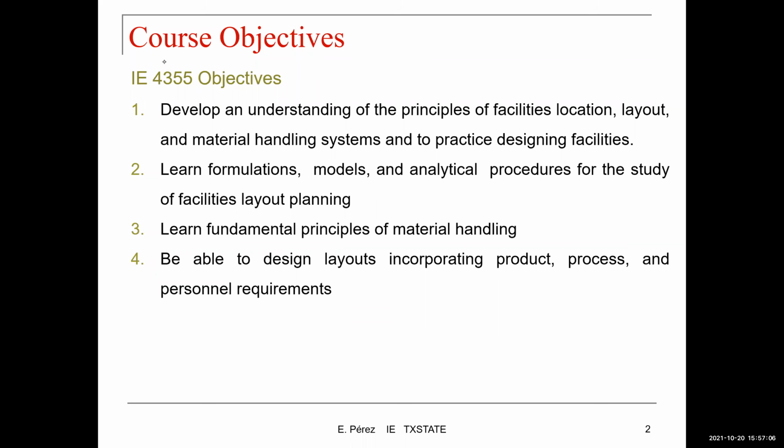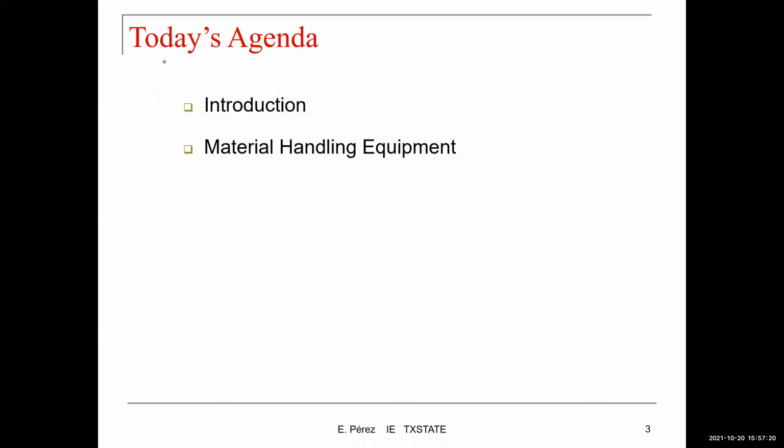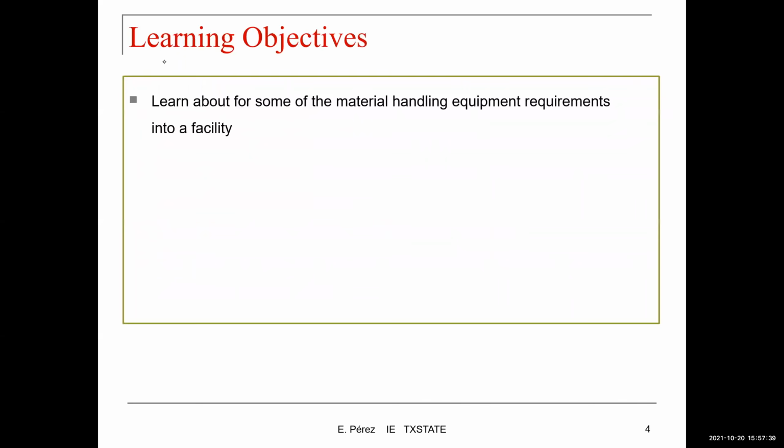So that will be connected to our first objective, to develop an understanding of the principles of facilities location, layout, and material handling system, and practice design facilities. And the agenda, just gonna give you an introduction, and then we're gonna go over this list of equipment. I'm gonna give you some examples of how those are used, and so on. So we're going to learn about some of the material handling equipment requirements into a facility.